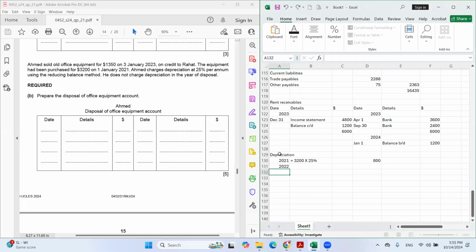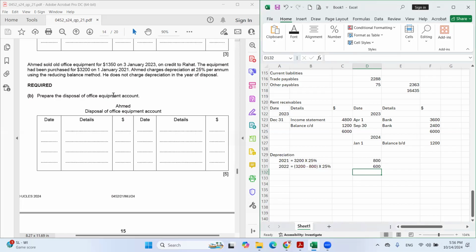Second year, when you calculate, you have to take 3,200 minus the first year 800 and then times 25%. So how much of it? Take 3,200 minus 800 and then times 25%, 600.